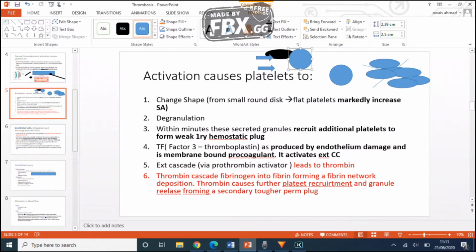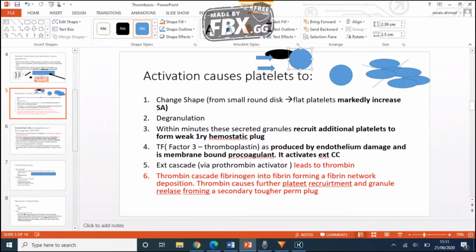Tissue factor, which is produced by endothelial damage, is a membrane-bound procoagulant which activates the extrinsic coagulation pathway. The extrinsic cascade leads to thrombin. Thrombin converts fibrinogen into fibrin, forming a fibrin network deposition. Fibrin causes further platelet recruitment and granule formation, secondary to the permanent plug. So essentially, additional platelets are recruited to the primary hemostatic plug.